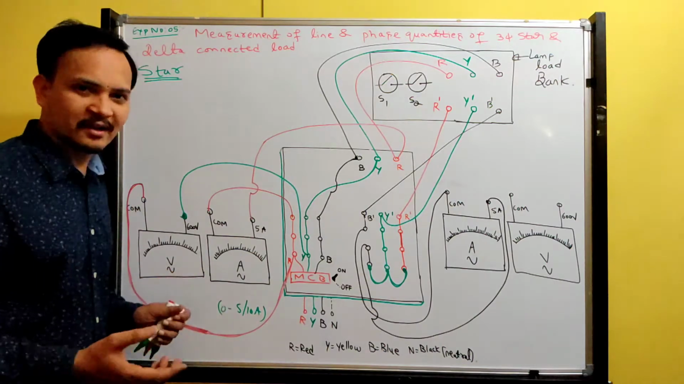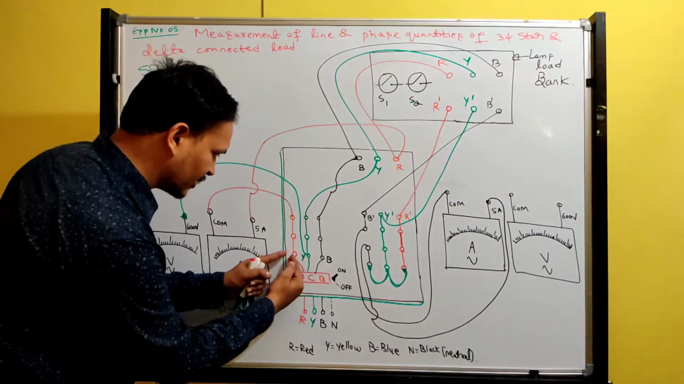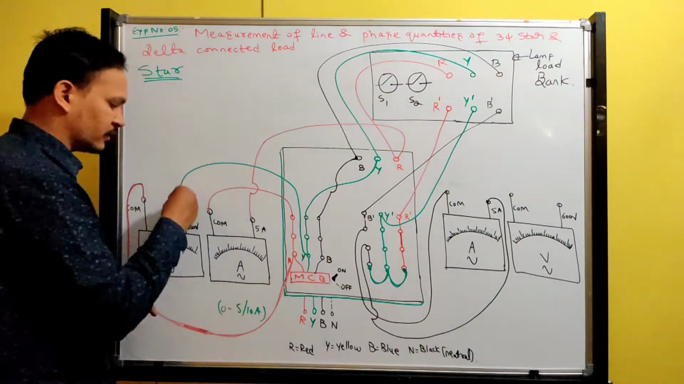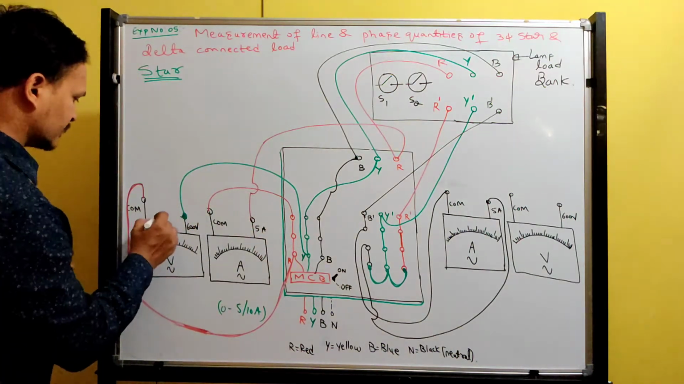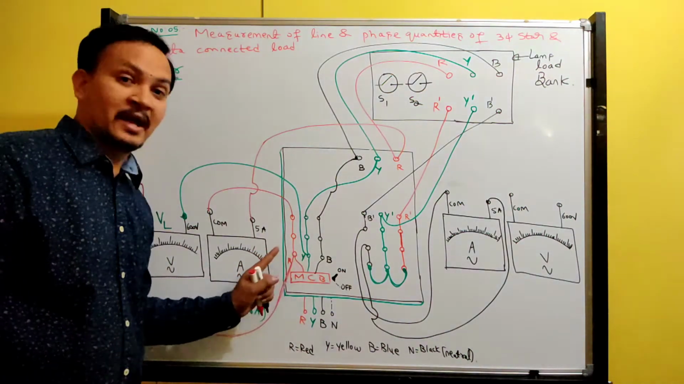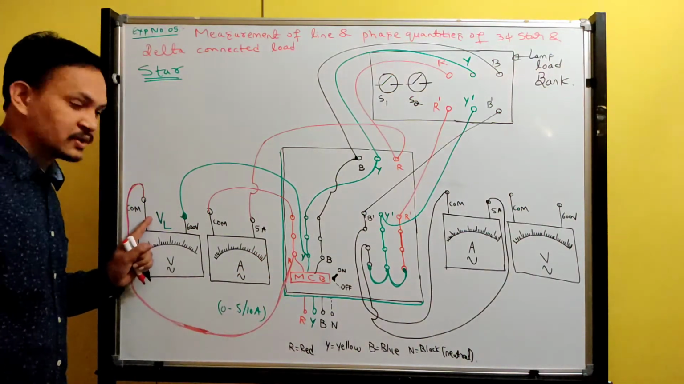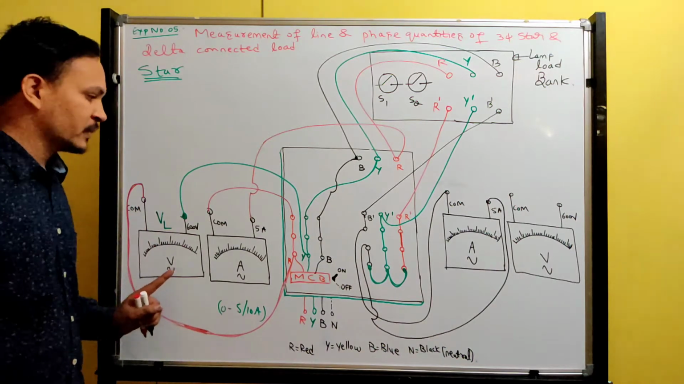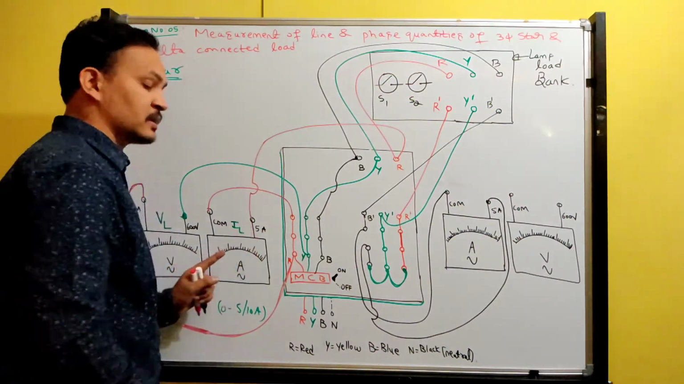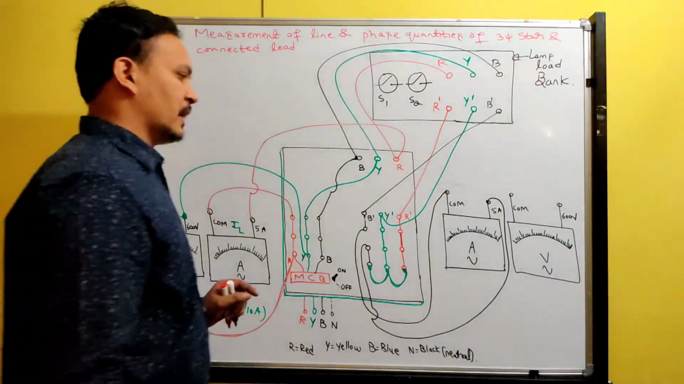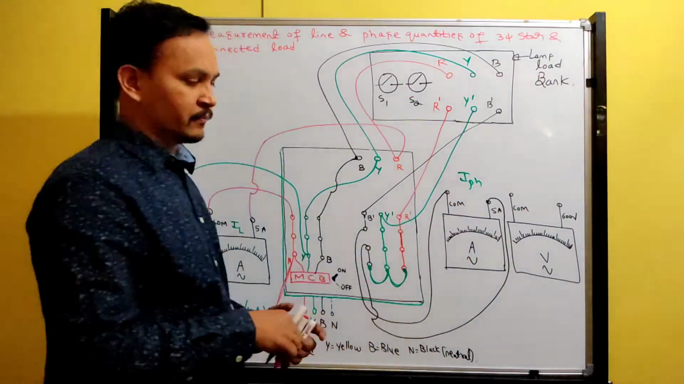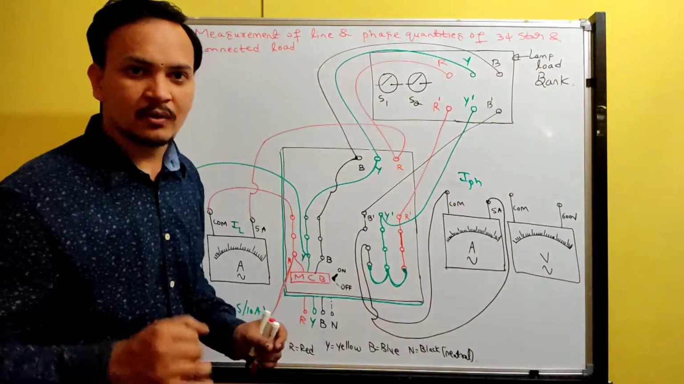You connect. What I done? I just simply connect voltmeter between R and Y. R I connected to common, Y I connected to 600 volt. What this will measure? Line voltage, because between 2 supply terminals I am measuring voltage. So it is called line voltage. Okay, and this is line current. This measures a line current value and this measures phase current value. Okay, this ammeter.